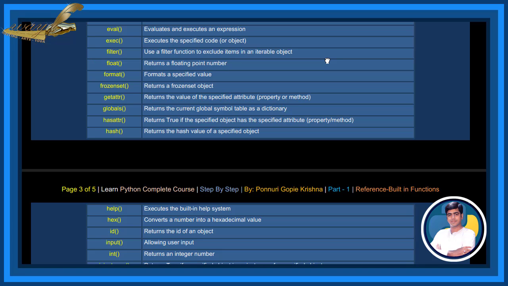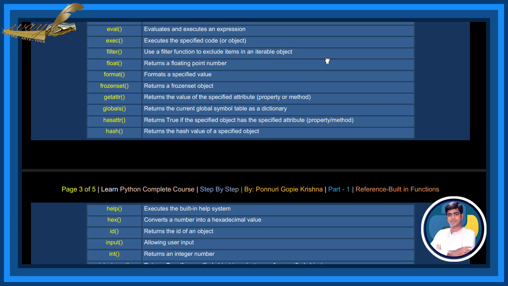The float function returns a floating point number. The format function formats a specified value. The frozenset function returns a frozenset object. The getattr function returns the value of the specified attribute, property or method. The globals function returns the current global symbol table as a dictionary.